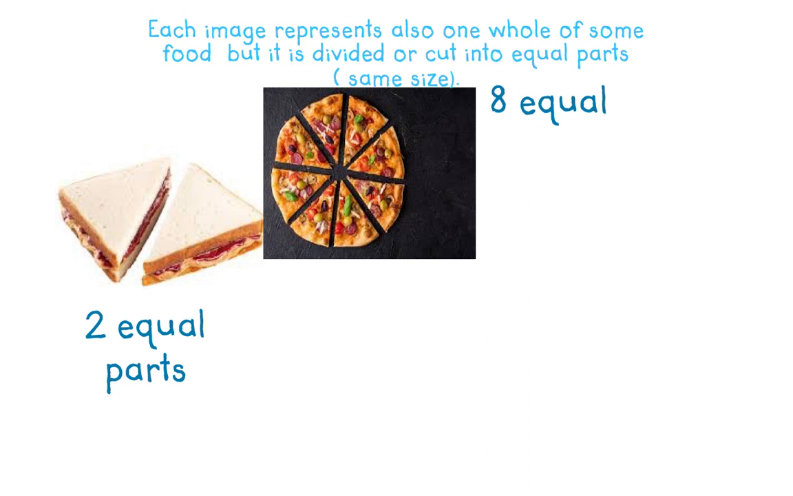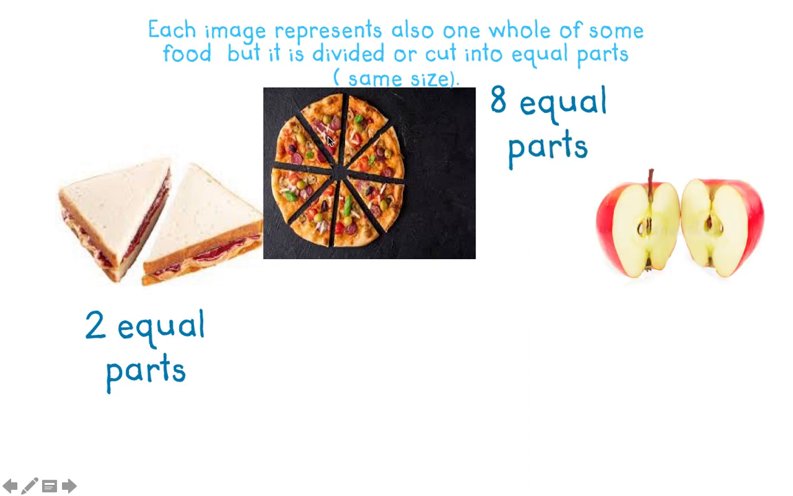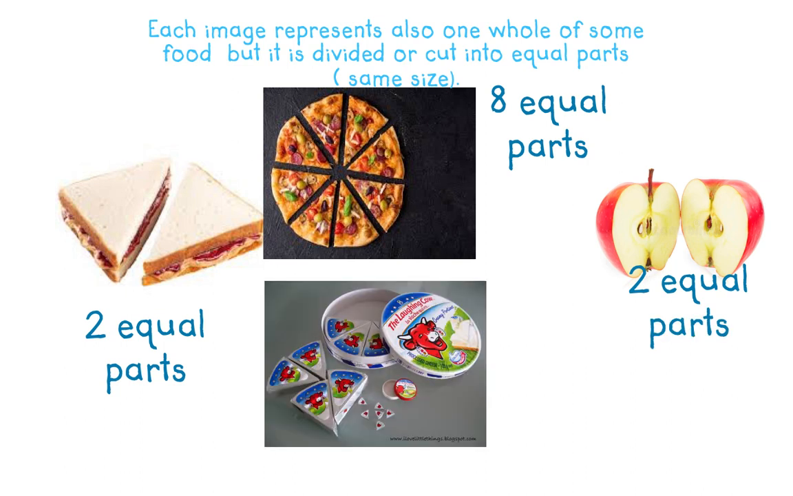How many parts? If you count the parts, we have 1, 2, 3, 4, 5, 6, 7, and 8 equal parts. Here is the apple. I cut it into 2 parts, into 2 halves, 2 equal parts. And here, if I open this packet of cheese, I can find 8 triangles inside. So the whole pack has 8 triangles inside. 8 equal parts of cheese.